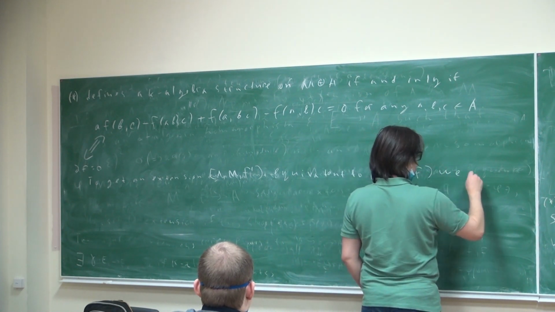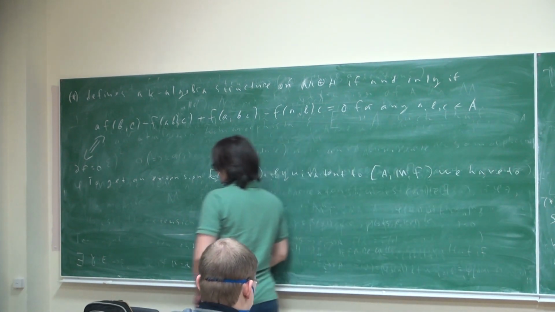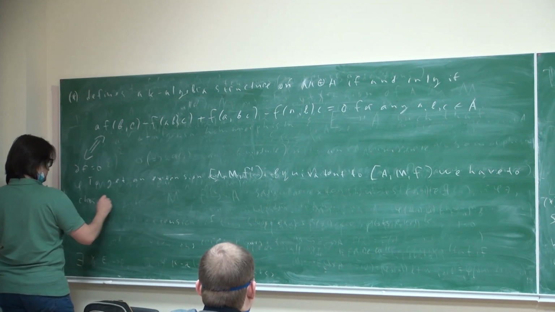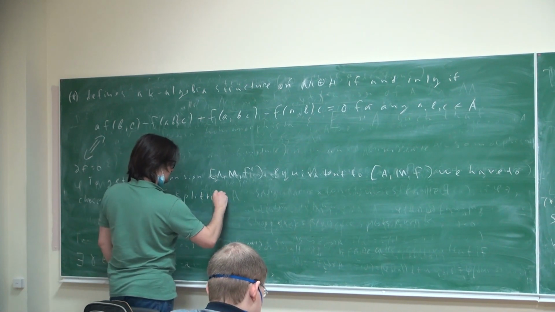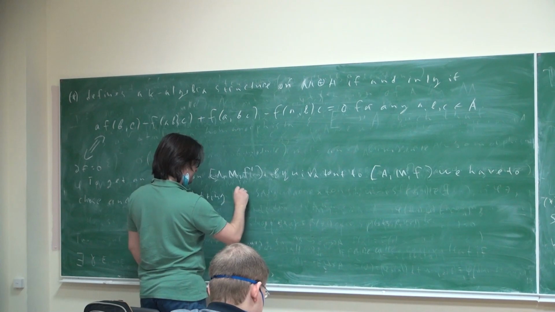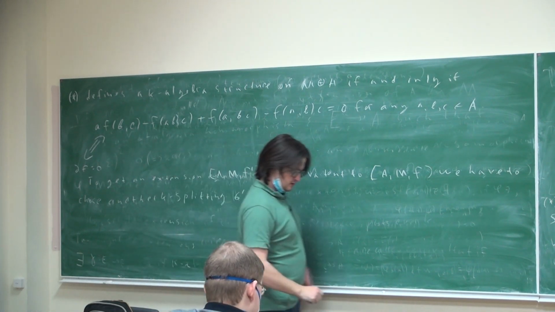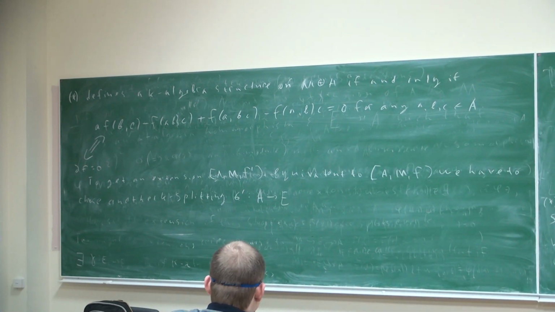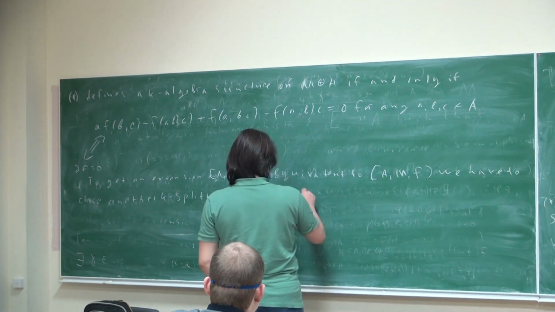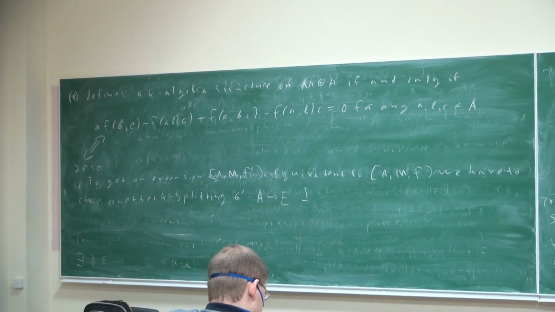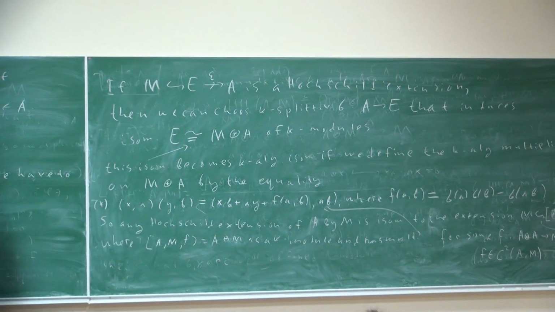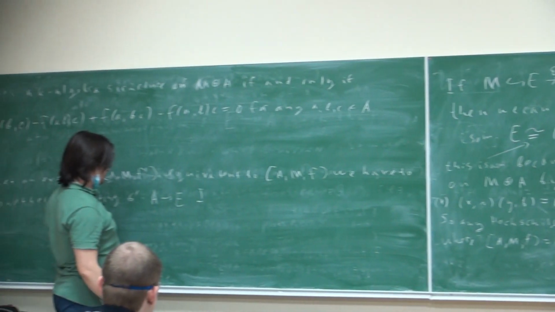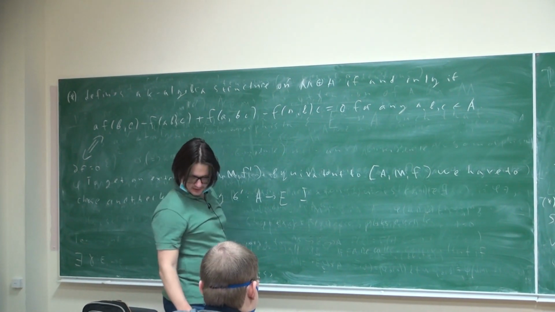we have to choose another K splitting sigma prime from A to E. And what can be the difference between sigma and sigma prime? It has to be a splitting of this sequence, so it has to satisfy the equality that epsilon sigma prime is the identity on A, and epsilon sigma is the identity, so the difference between sigma and sigma prime has to be an element of M.